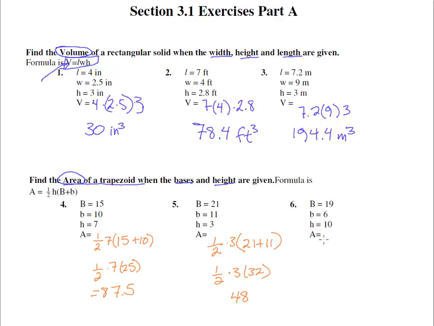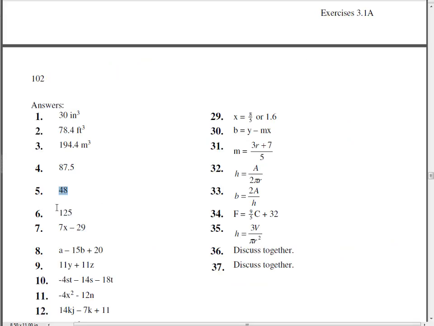And number 6, area equals 1/2 height, which is 10, times big B plus the little b. So we get 1/2 times 10 is 5, times 19 plus 6 is 25. So we get 125 here. Let's double check that. 125 is correct. Good.